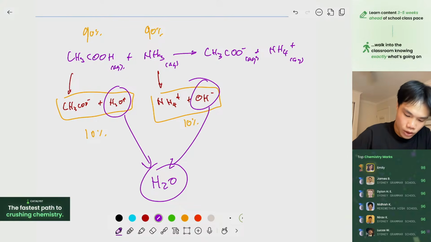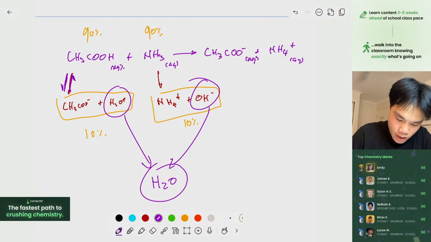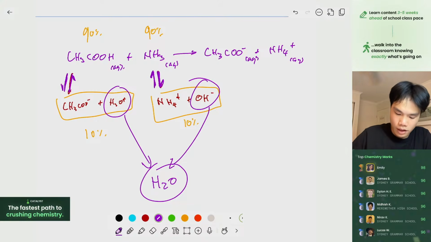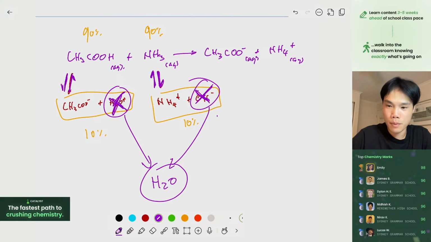And so what is that doing to these two equilibria? Because in truth, these are both equilibria: the ionization of acetic acid and the ionization of ammonia. If you react all of the free hydroxide, so now you have essentially no hydroxide and no hydronium, what's going to happen to this equilibrium? Which way will it shift? It's going to, of course, shift to make more hydronium and more hydroxide.